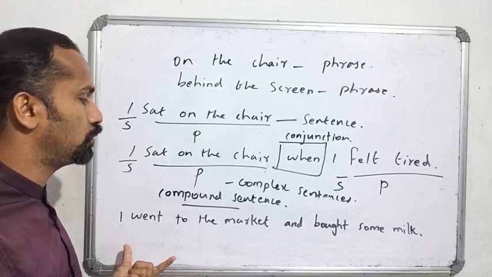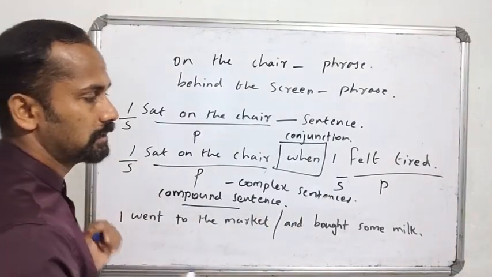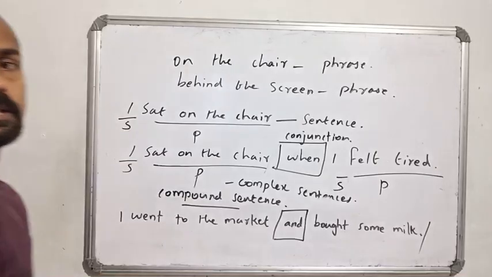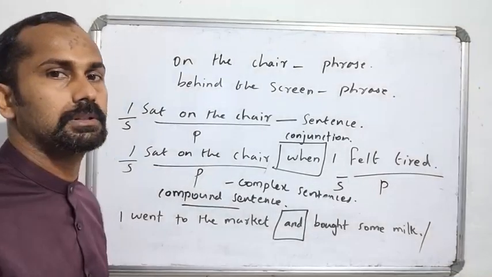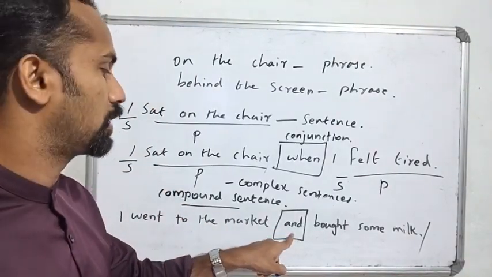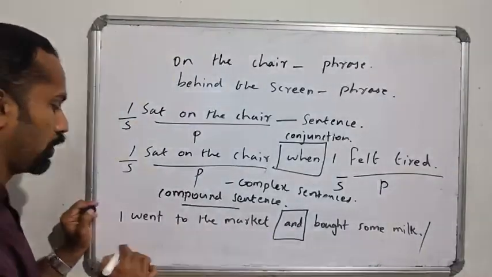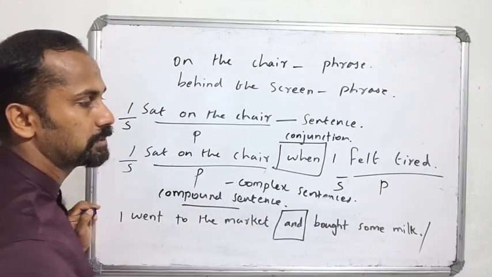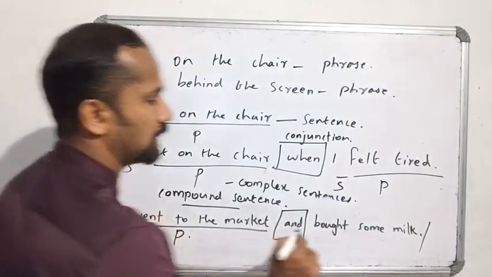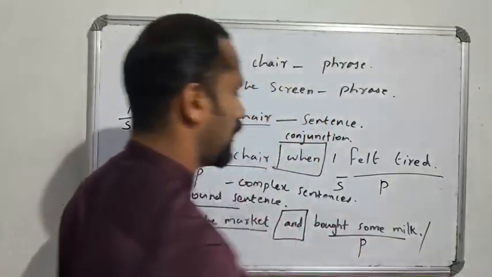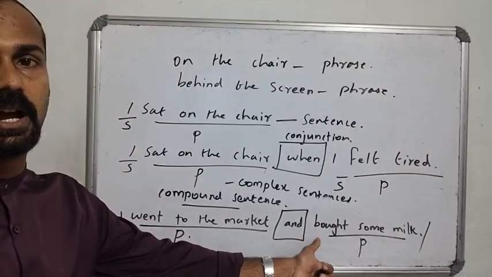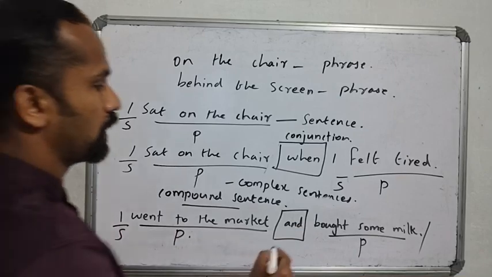Here also we can see two clauses. One is "I went to the market." The other one is "bought some milk." And there is a conjunction called a coordinating conjunction: and, or, but, yet, nor, for, so. These are the coordinating conjunctions, and here we have used the coordinating conjunction "and." The subject "I" is here also, but we do not repeat this "I" in the sentence because we do not want that, so we have avoided it.